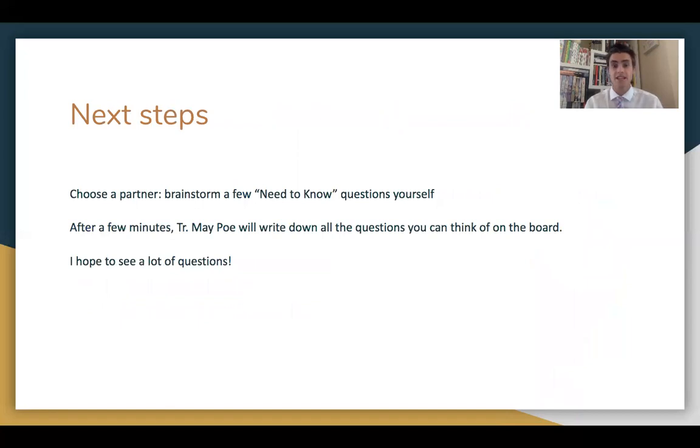So these next steps, what we're going to do for the rest of class: choose a partner, brainstorm a few need-to-know questions yourself in your little group. After a few minutes, Teacher Maypo will write down all the questions that you can think of on the board. Okay? And we will keep these questions in mind. We will save these questions and we will remember them for the rest of the unit. I hope to see a lot of questions from all of you. Okay?